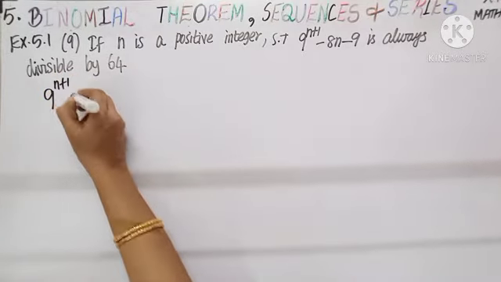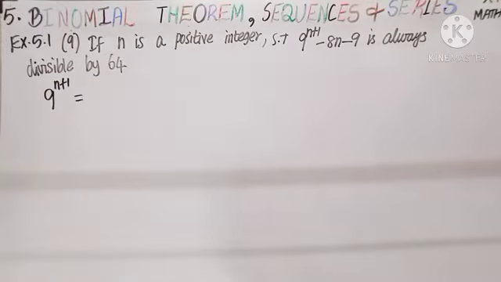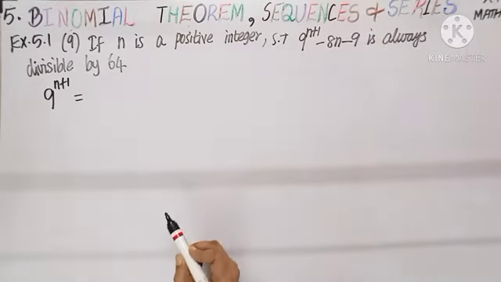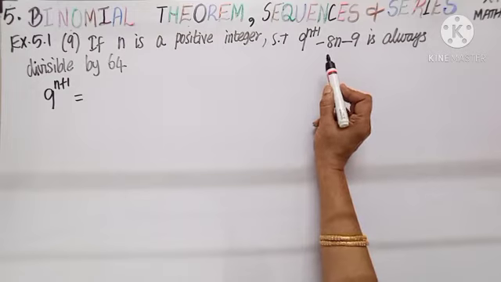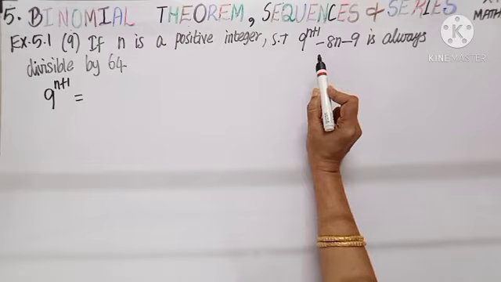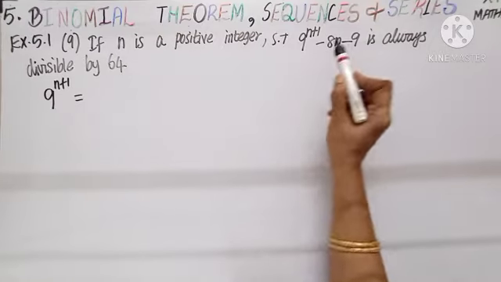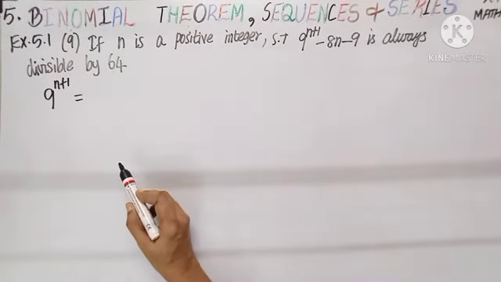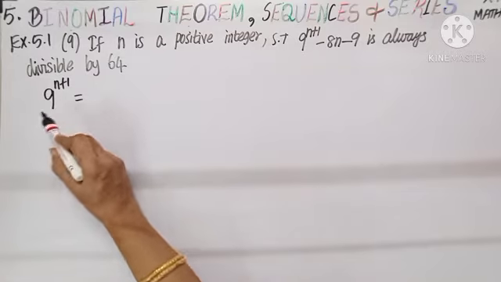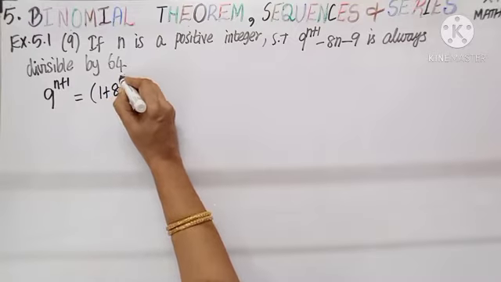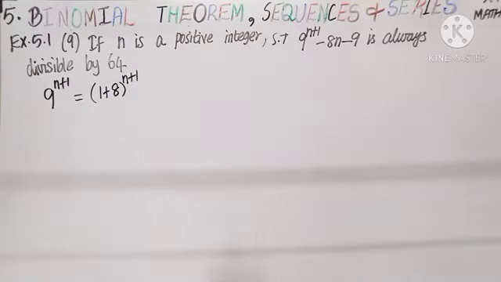Usually when 9 comes, I will write 10 minus 1 for the expansion. But here my question is divisibility by 64. The same problem we can do using mathematical induction from the 4th chapter. But now we are going to do the same using the binomial theorem. Because 64 is coming, I need to write it in terms of 8. So 9 is written as (1 plus 8) whole power n plus 1.